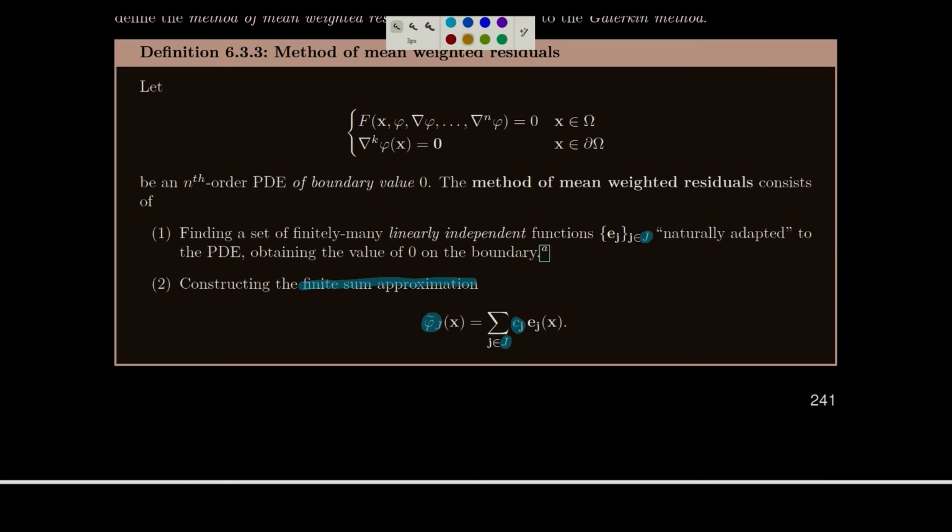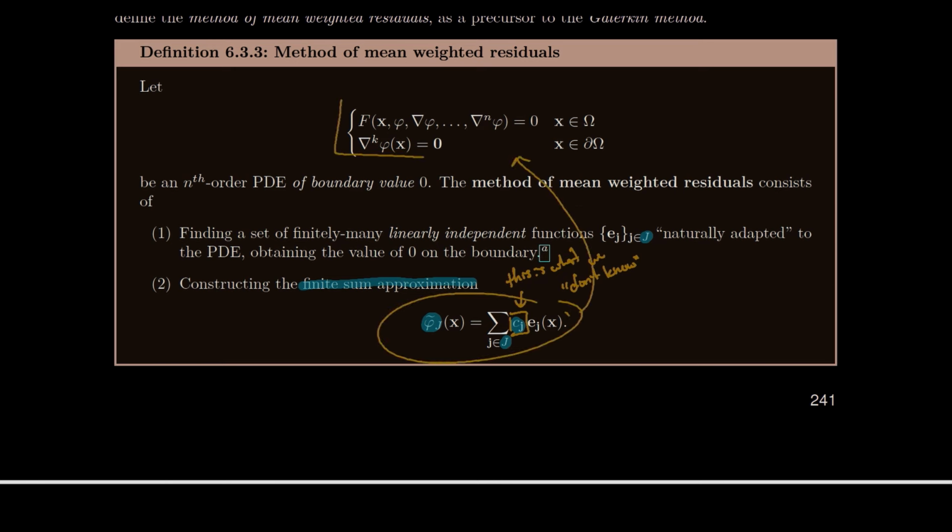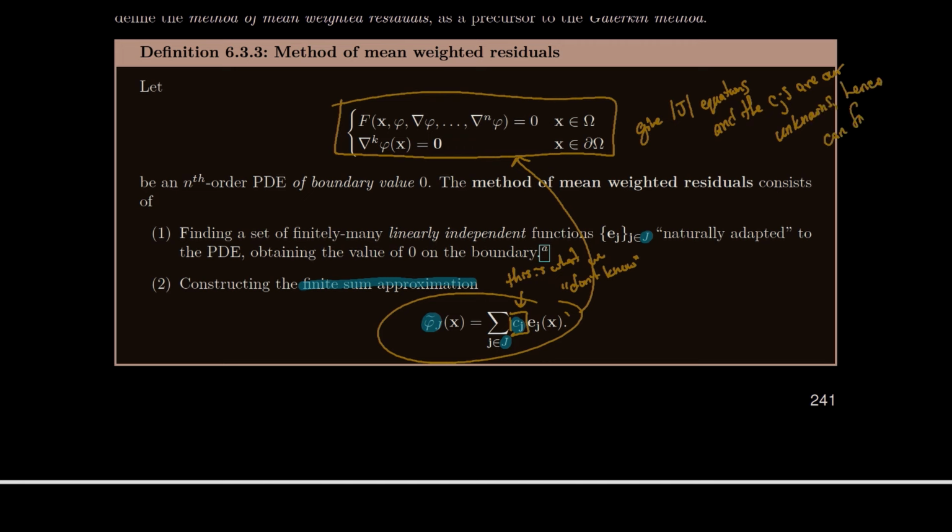And really what we don't know here is these CJs, right? This is what we don't know. And so the collection of CJs is what we're going to look to solve for. So what we want to do, basically, once we have this, is use the PDE itself to give us absolute value of j equations, with the CJs as our unknowns, and hence find them. That's what we want to do, but the question becomes, what does it mean for that PDE to give us j equations?